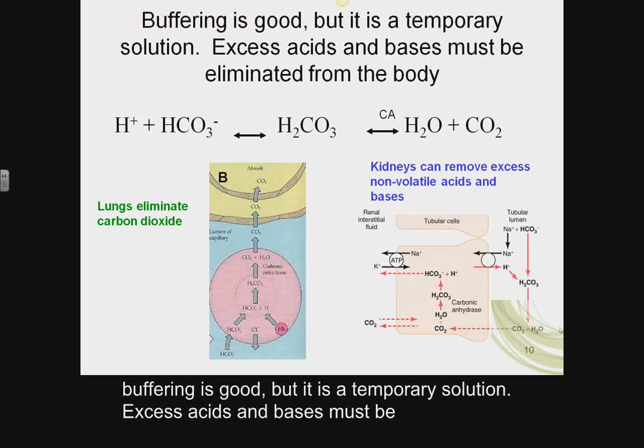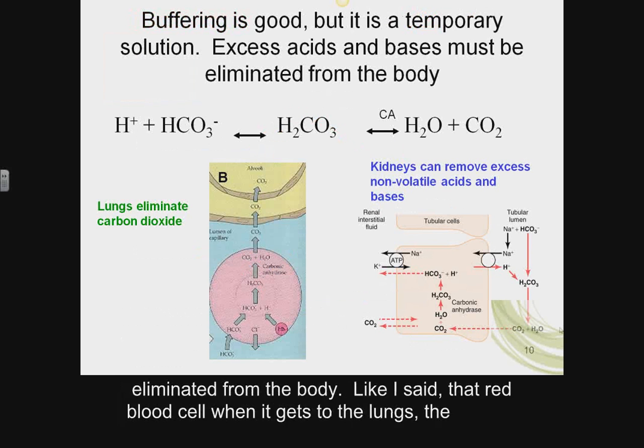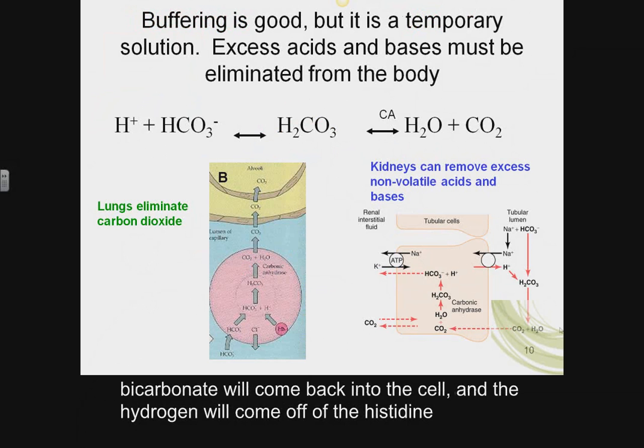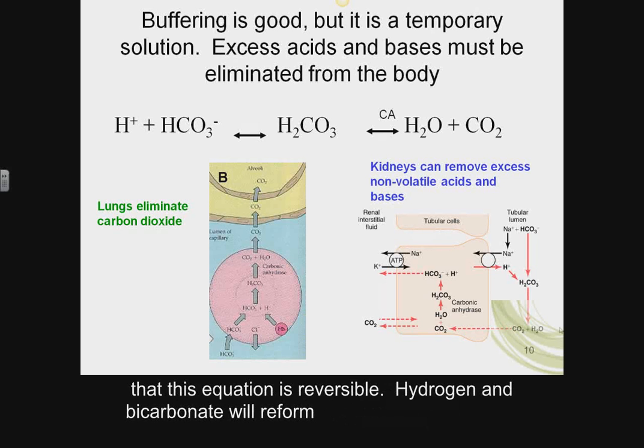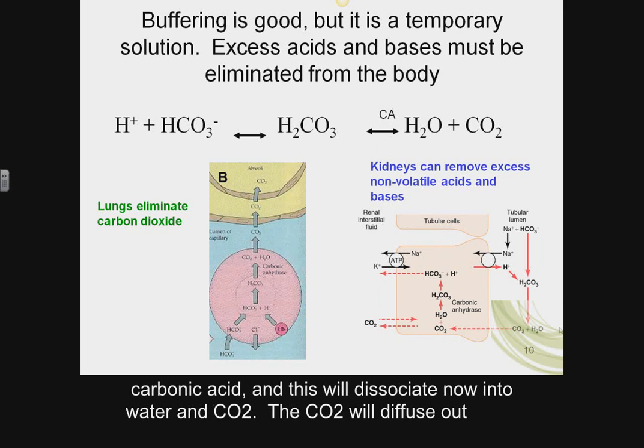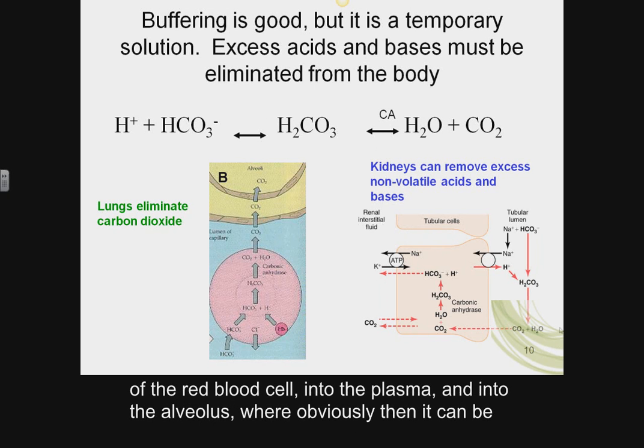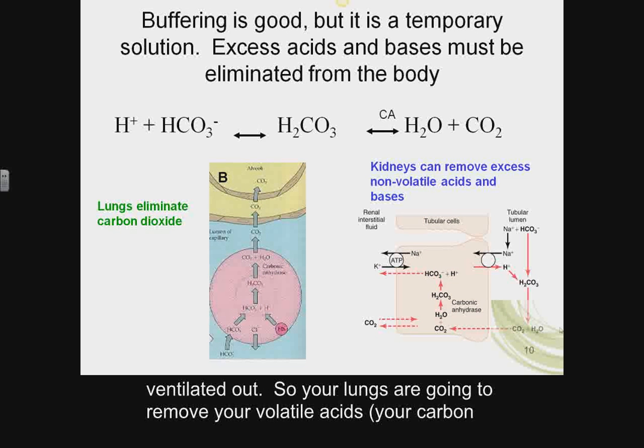Buffering is good, but it is a temporary solution. Excess acids and bases must be eliminated from the body. Like I said, that red blood cell, when it gets to the lungs, the bicarbonate will come back into the cell, and the hydrogen will come off the histidine residue of the hemoglobin molecule, and the two of them will reform. You will notice that this equation is reversible. Hydrogen and bicarbonate will reform carbonic acid, and this will now dissociate into water and carbon dioxide. The carbon dioxide will diffuse out of the red blood cell into the plasma and into the alveolus, where obviously it can then be ventilated out.